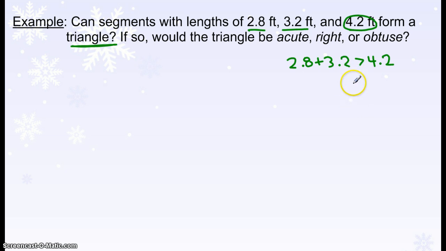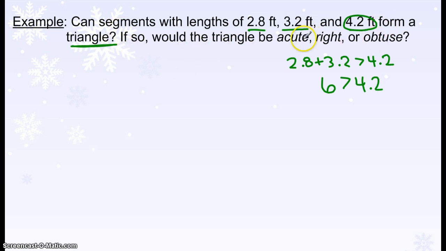Nuts, I know. So when we add those together, we get that 6 is greater than 4.2. That is, in fact, what we're looking for. We want those two sides to be greater than the third side. Because of that, we know, yes, it is a triangle. So now we can keep going with the rest of the question.